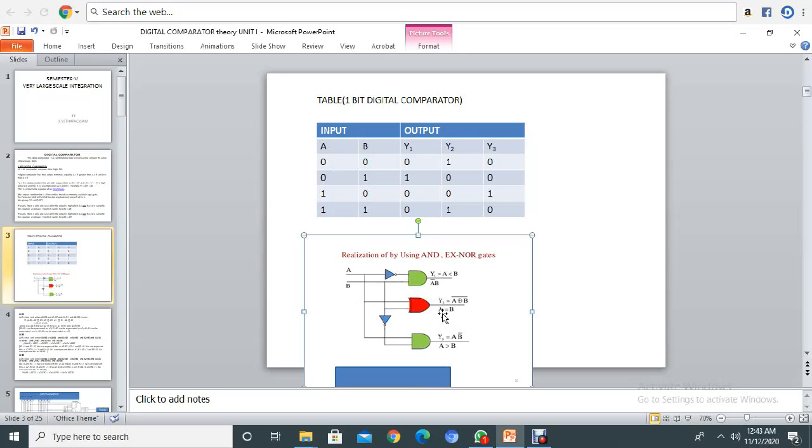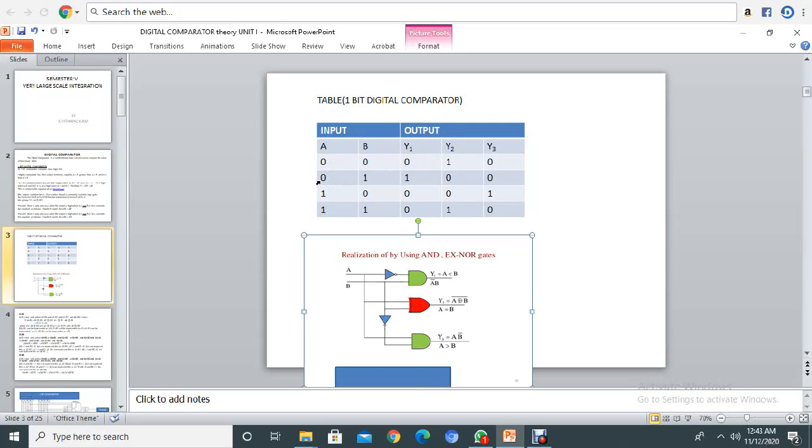Actually, Y2 will be 1 when A is equal to B. Y1 will be 1 when A is less than B. Y3 will be 1 when A is greater than B. Now A is equal to 0, B is equal to 0. Both are same. So Y2 will be 1. 1 is assigned to Y2. A is equal to B.